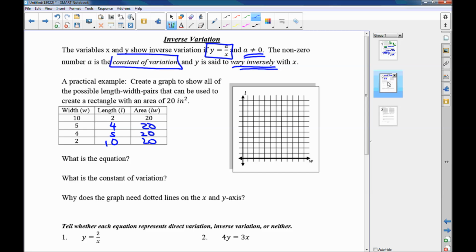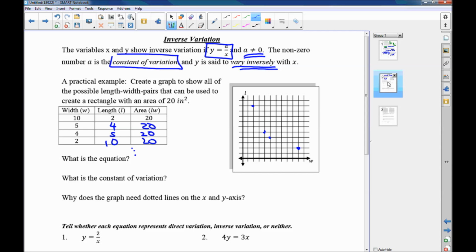There are also many other pairs, but we're going to graph these to see what our graph would look like. So the first one would be 10, 2. So that's 10 to the right and up 2. Then 5 to the right and 4 up. Then 4 to the right and 5 up, and 2 to the right and 10 up.